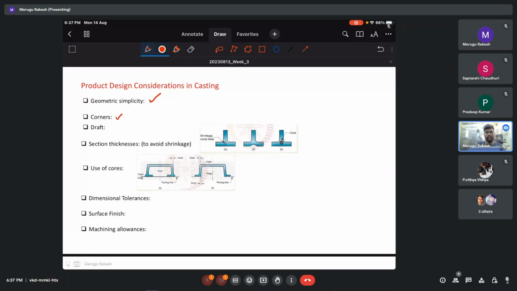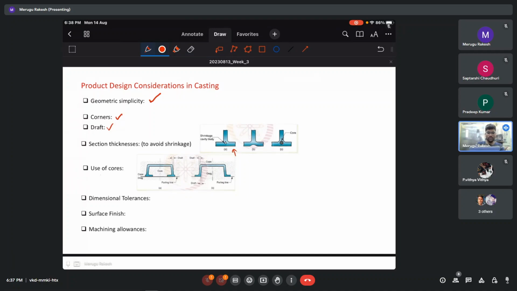Then we have drafts for easy removal of the pattern. You can consider all this while designing the component itself. Then we have to avoid shrinkage by avoiding these types of cross sections. Actually, you can provide a core to avoid it.